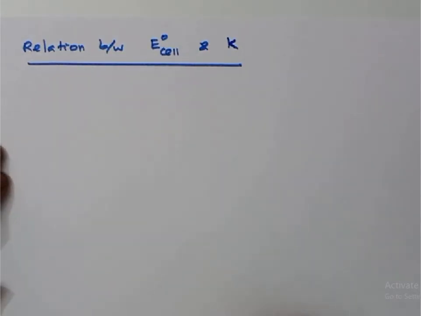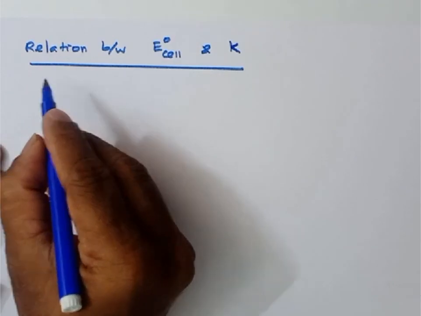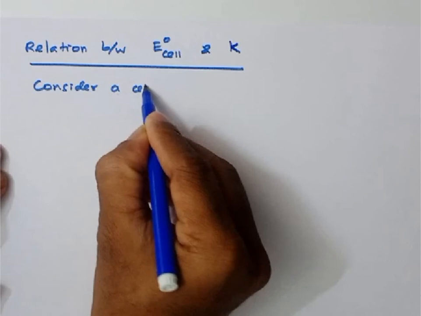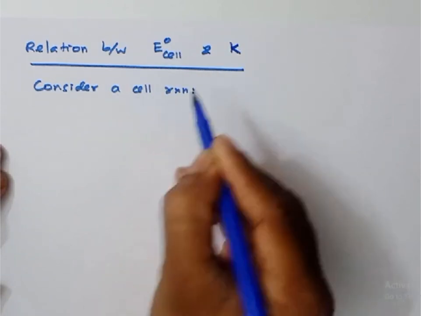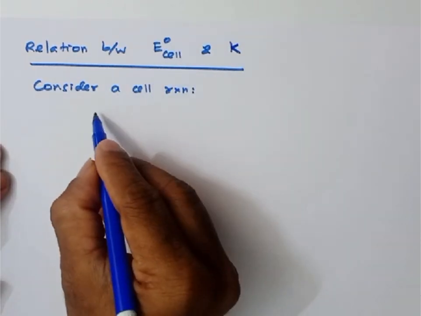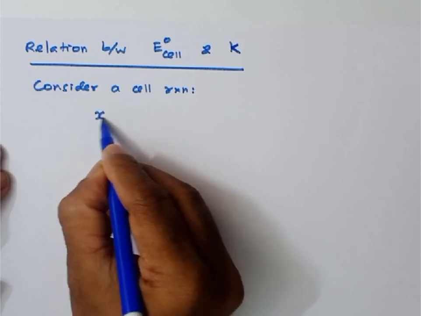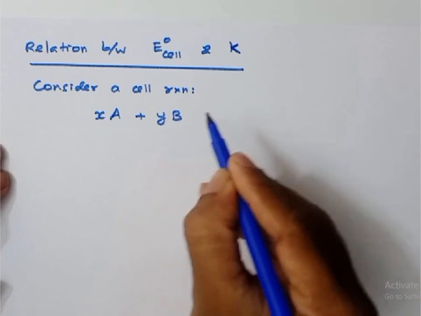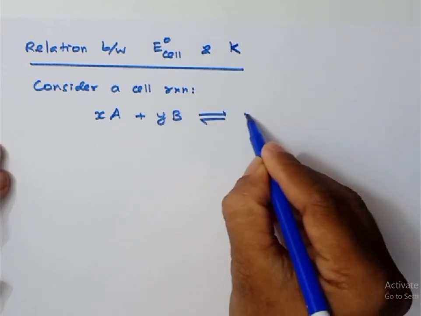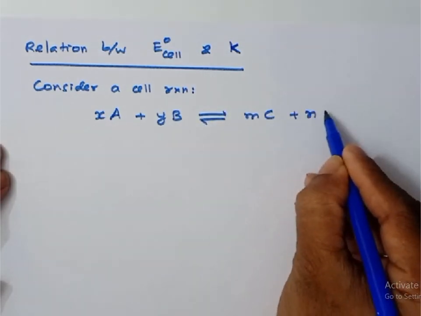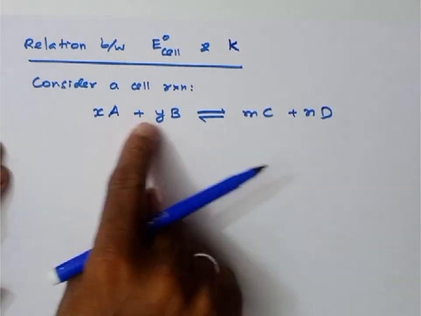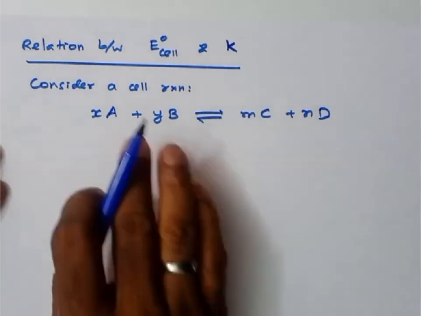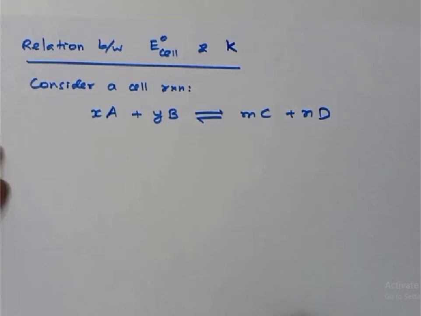Students, observe carefully. Suppose I consider a cell reaction of the type, say for example, X moles of A reacts with Y moles of B, giving M moles of C and N moles of D. Some reaction. A and B are reactants, C and D are products. And this reaction takes place in a reversible manner.